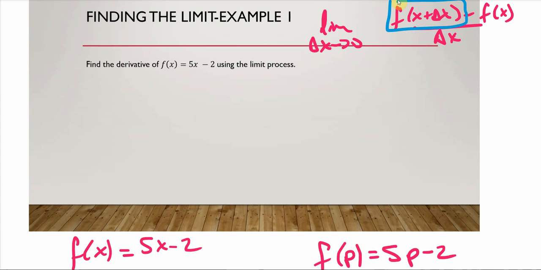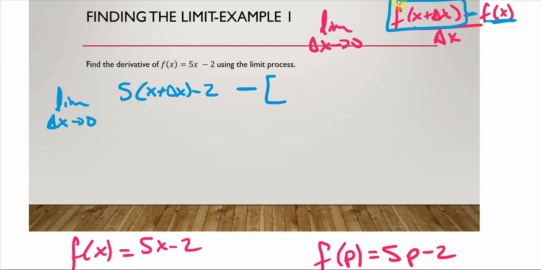So that means that I'm going to have the limit as delta x approaches 0 of 5 times x plus delta x minus 2, minus that minus is that minus right there, the original function. So I'm going to put the original function in brackets here. So I'm going to have 5x minus 2. And that is a common mistake students will make. They'll forget to put those brackets, and they'll forget to distribute this minus. So don't forget to do that.